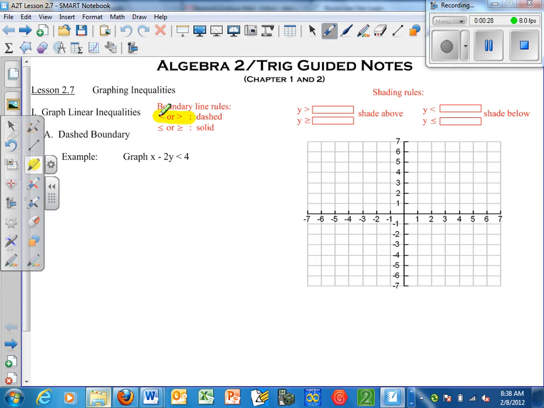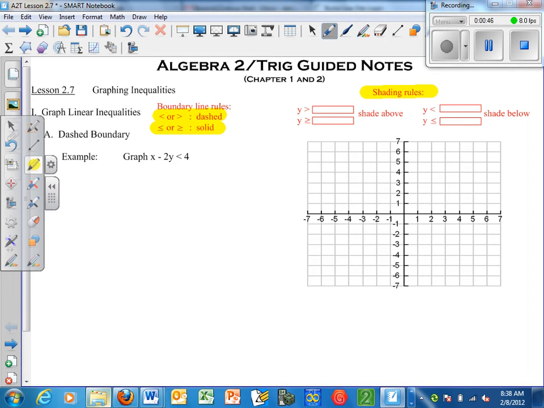If it's just a less than or a greater than symbol, no equal to under the symbol, it's a dashed line. If it's less than or equal to, or greater than or equal to, it's a solid boundary line. And then the shading rules, which you also need to write down.